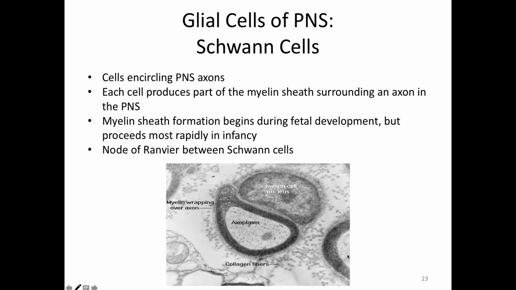Schwann cells encircle peripheral nervous system axons, forming myelin. So let's go in and do that. Each cell produces part of the myelin sheath. So what does it mean, part of? Why isn't it the whole myelin sheath? It takes many, many Schwann cells to form a complete myelin sheath.